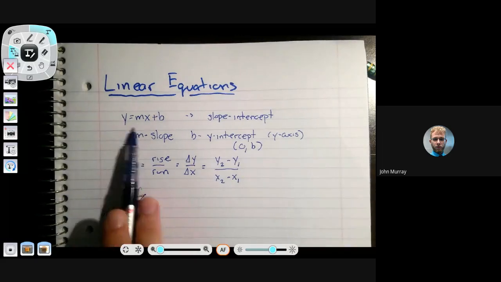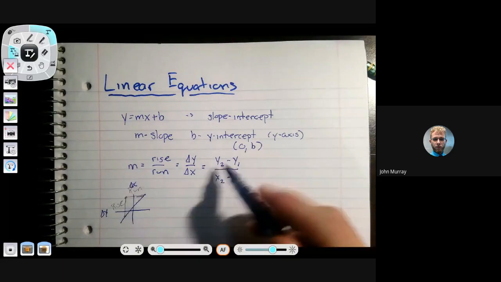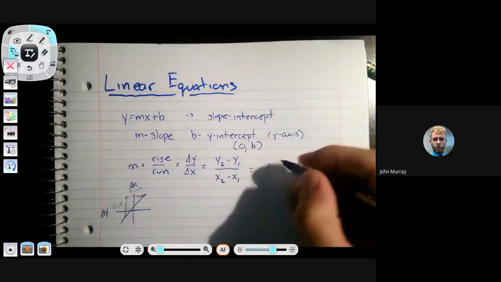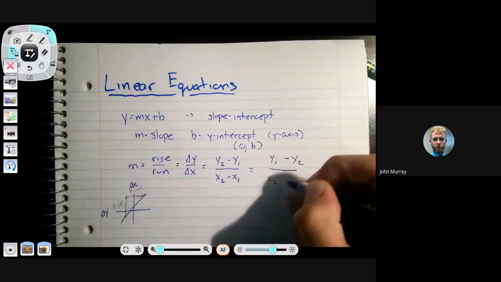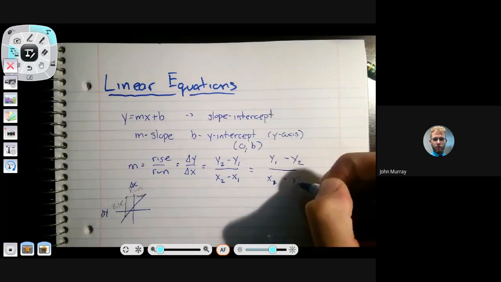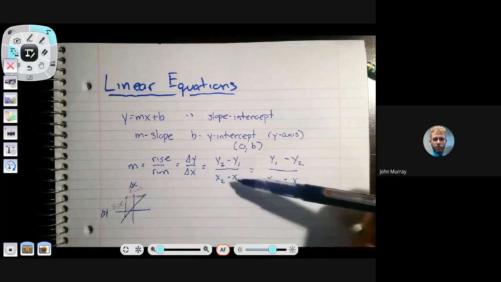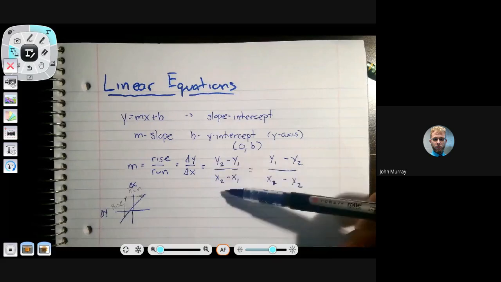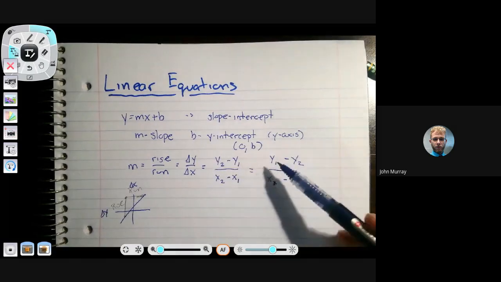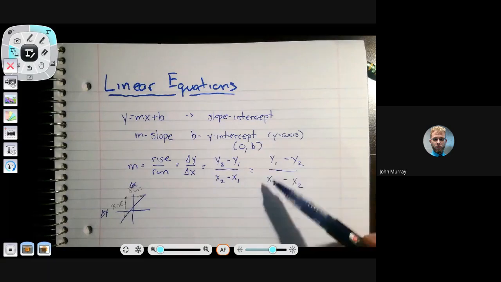So again, we got the y equals mx plus b. We got the slope, y-intercept. Right? Now here, if for some chance you accidentally forget, you can switch these as long as your subscripts match up. Here, y2 minus y1, x2 minus x1. The 2 comes first. You could put the 1 first, but the 1 has to come first for both the y and the x.